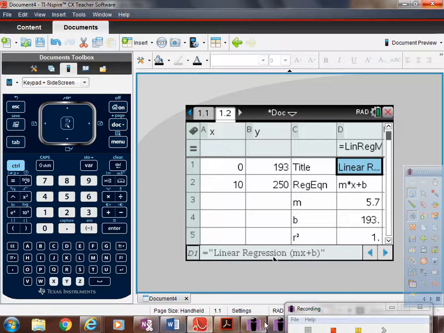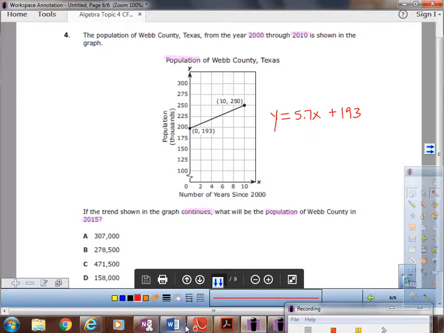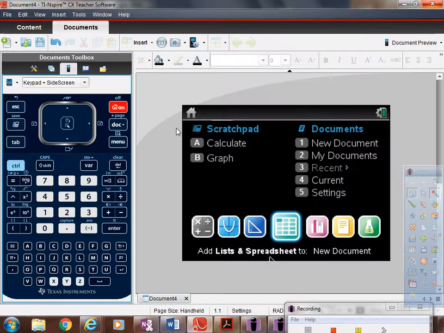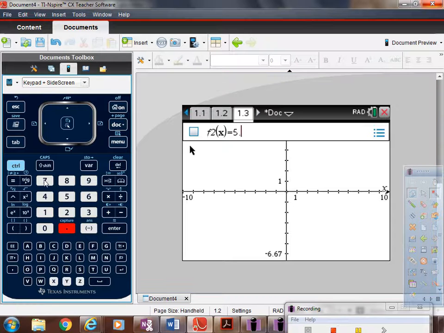So now we use that. If you write that down, Y equals 5.7x plus 193. Now we're going to use this equation by graphing it. So the spreadsheet app and the graph app kind of go hand in hand. Now you got to type it here. And here's the Y already because f of x is like the Y. There's your equal sign. And then type in 5.7x plus 193. Enter. You can't see the graph unless you zoom out because of that 193.